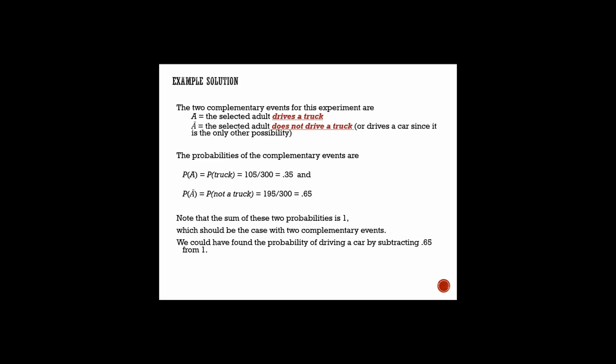So what numbers did you get? You should have said 105 divided by 300, 0.35 is what I got. And then I could have done the other math with the numbers in the table. Not driving a truck is really representing car there. But I could have also said 1 minus 0.35 and come up with 0.65 for the complementary event. Now you've got another on your own activity on page 11, and this one is very important.